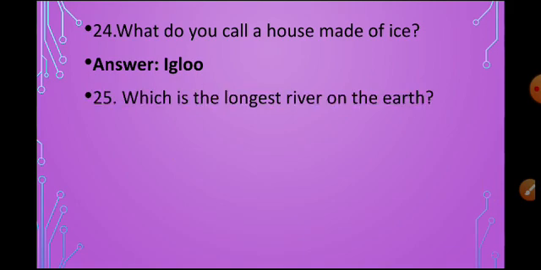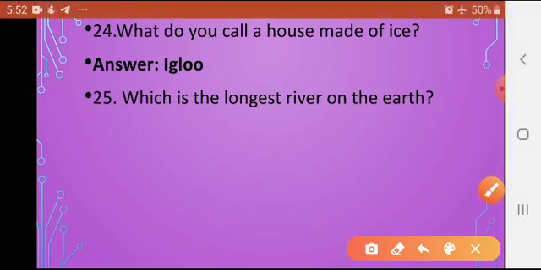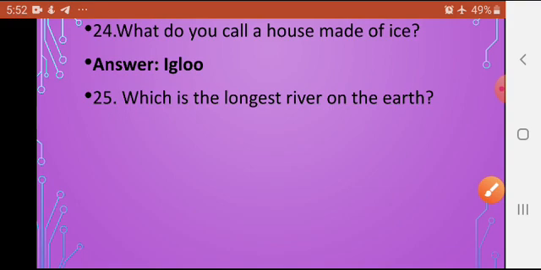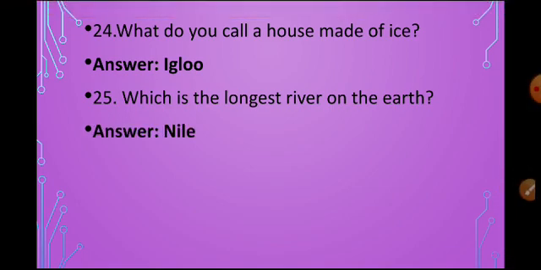Next question. Which is the longest river on the earth? On the earth, he is talking, it means in total on the planet. Which river is the longest river? Okay, so the answer is river Nile. Sometimes we read Nile, and some people read Nile differently. Both are correct. Whichever you like most, you can remember and pronounce this word.